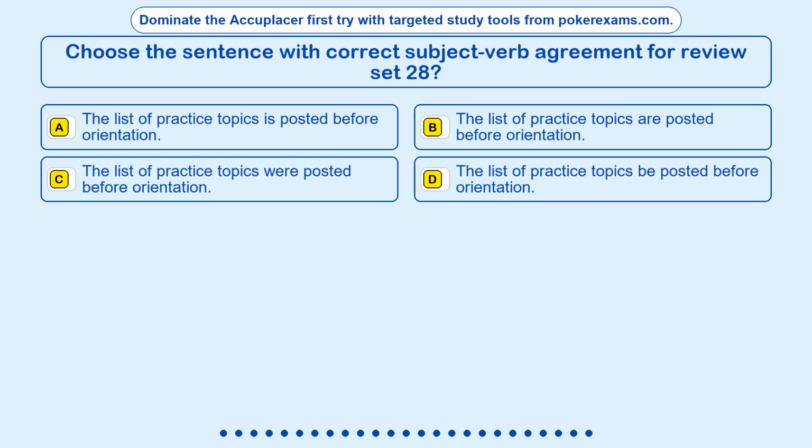Question 18. Choose the sentence with correct subject-verb agreement for review set 28. Option A. The list of practice topics is posted before orientation. Option B. The list of practice topics are posted before orientation. Option C. The list of practice topics were posted before orientation. Option D. The list of practice topics be posted before orientation.